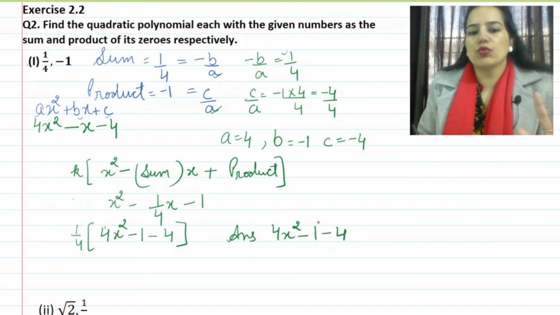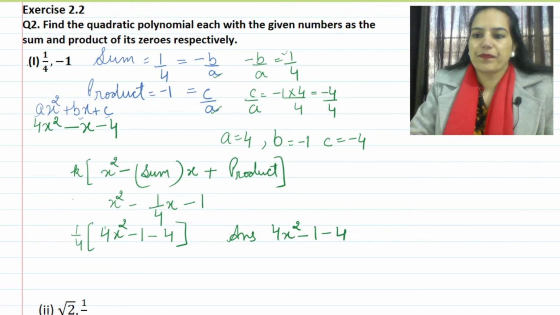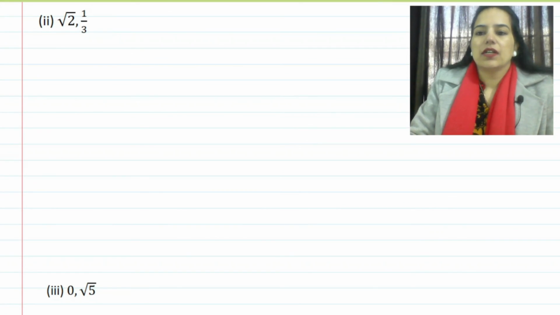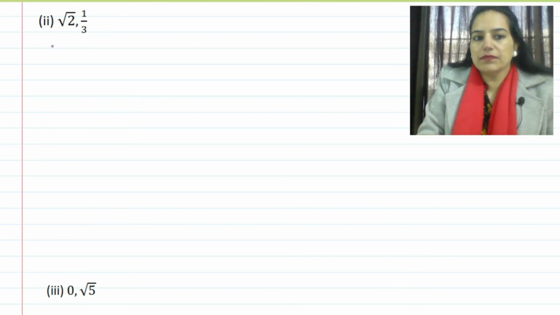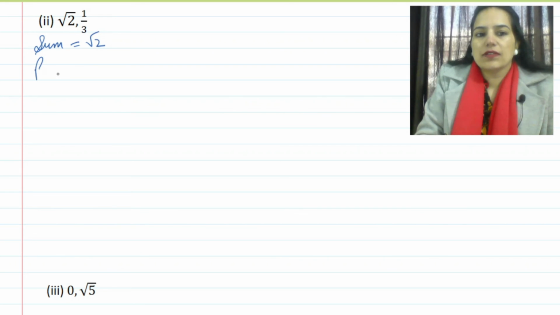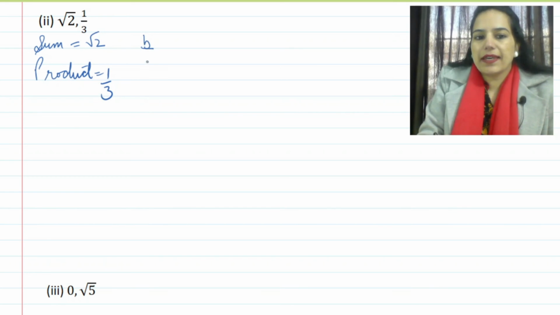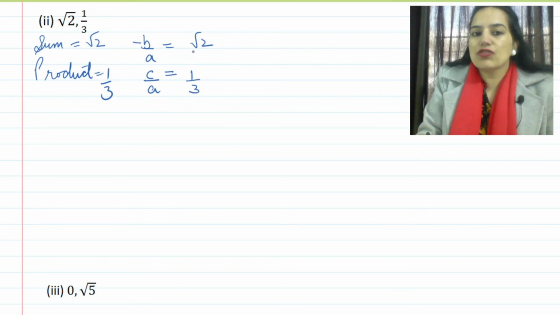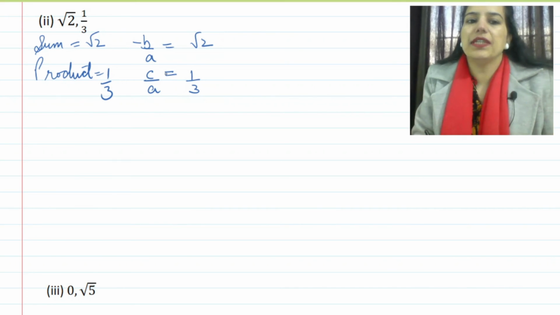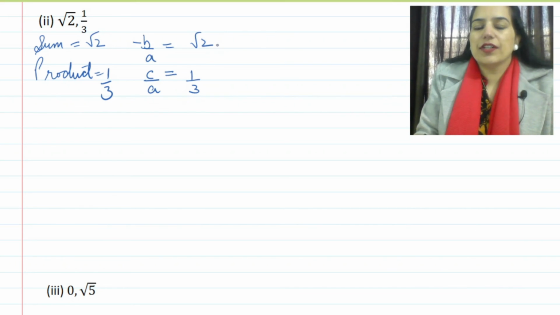So you can choose any of the two options, whichever is comfortable and clicks easily to you. Then we have the second part where sum is root 2 and product is 1 by 3. That means minus b by a is root 2 and c by a is 1 by 3. So now a is not same in both the cases. We will make a same in both the cases and we'll get the values of b and c also. So if this is 3 here, it should be 3 here also.